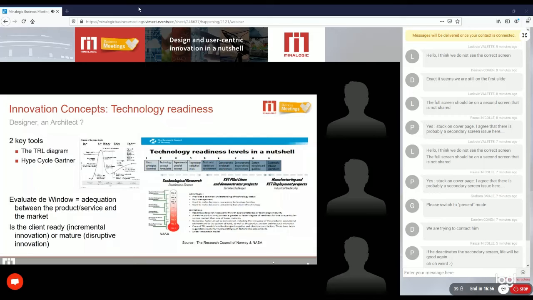These two tools may be an opportunity to anticipate the evolution of technology and to determine the window to bring a new product or a new service to the market, and to understand if the client may be ready for an incremental innovation or mature enough to adopt a disruptive innovation. So, next slide, please.